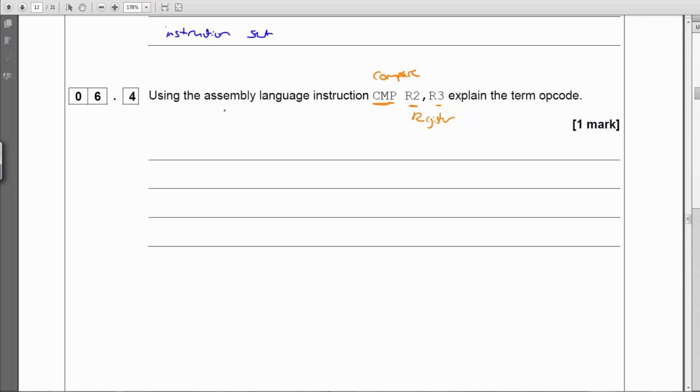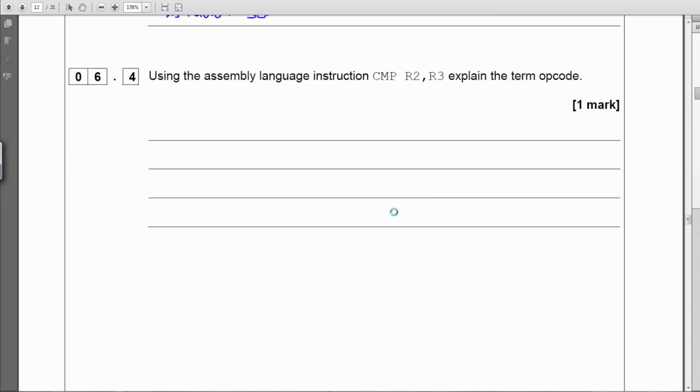So I'm going to write: the opcode is the representation of the actual instruction, which in this case is compare. Okay, that's a slightly weird question.